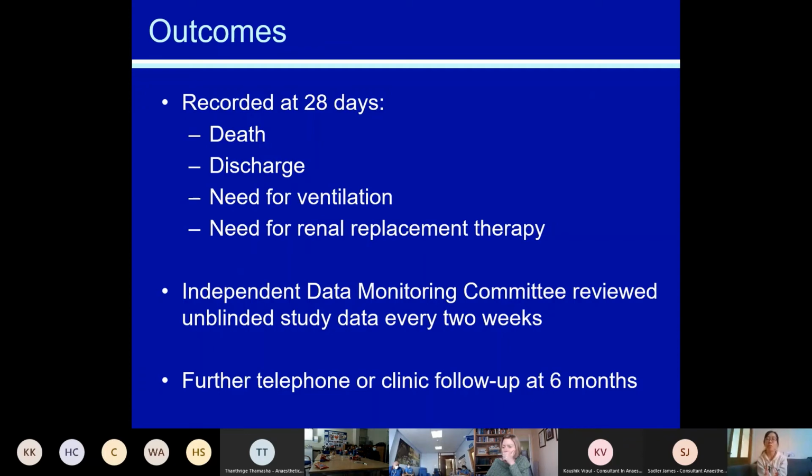Every 2 weeks, they submit all of their data unblinded to an independent data monitoring committee, and that's really a safety mechanism to make sure that if there are any gross discrepancies in mortality between the treatment arms, the trial can be stopped early, either in favour of one arm or the other. In the study protocol, there is a plan to follow up all patients at 6 months, either by telephone or clinic, but I couldn't find any of the results from this follow-up so far. I'm sure it will.